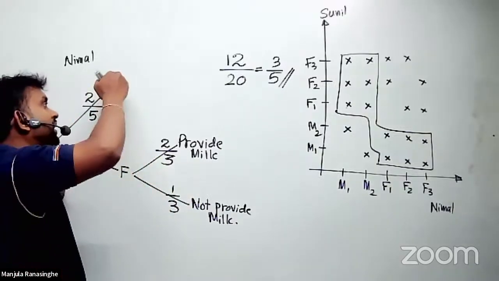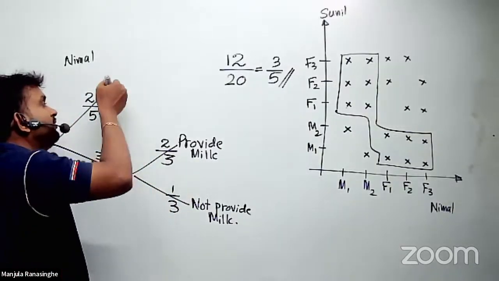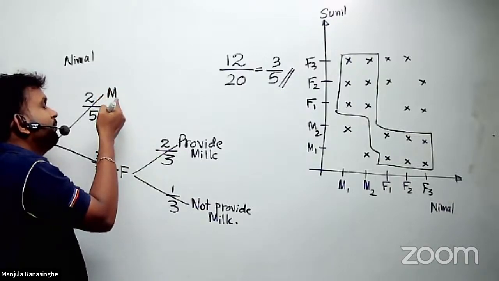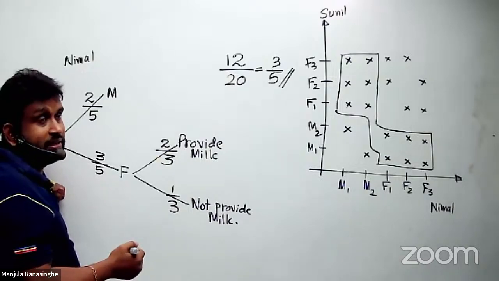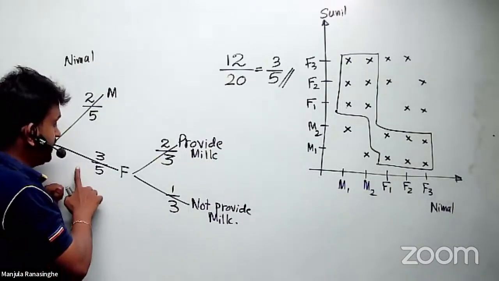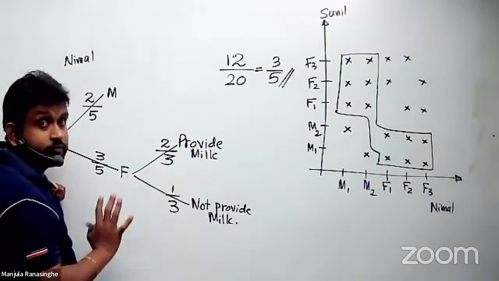Right, this branch need not be discussed, because if we take a male animal, it's exactly not providing milk. That's the probability is 1. Okay, so here this is the way of doing it.